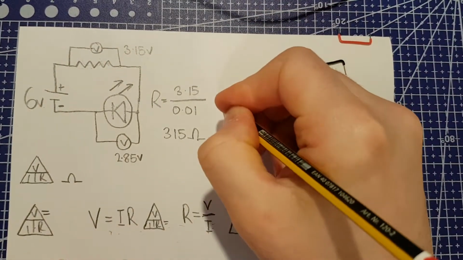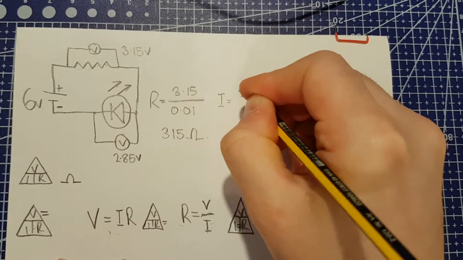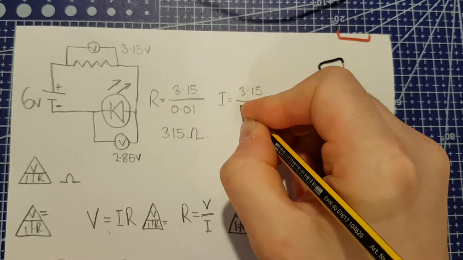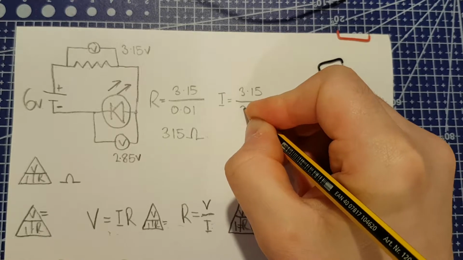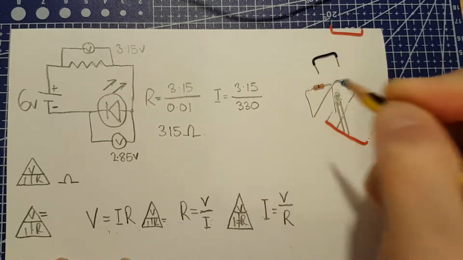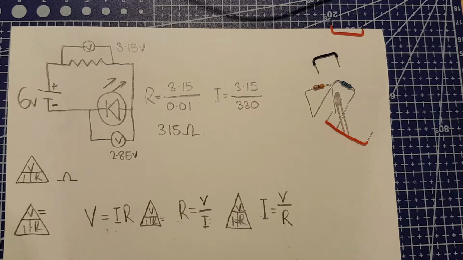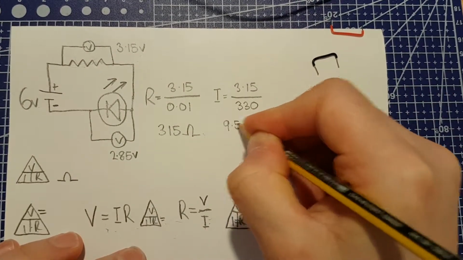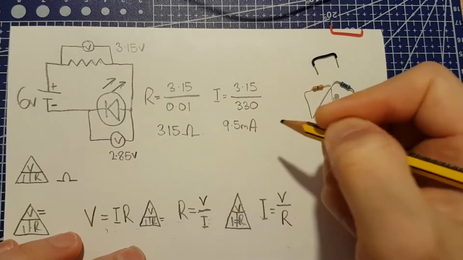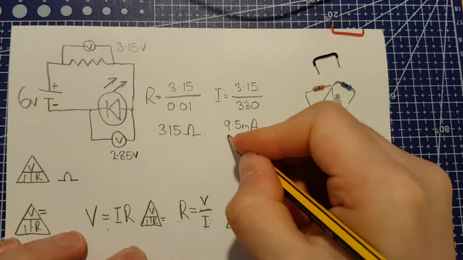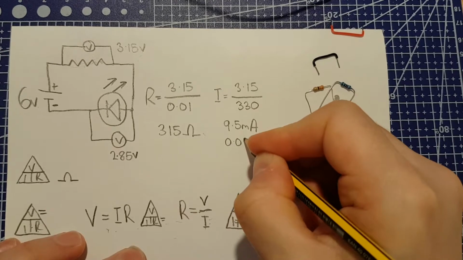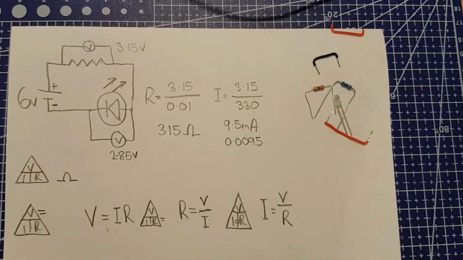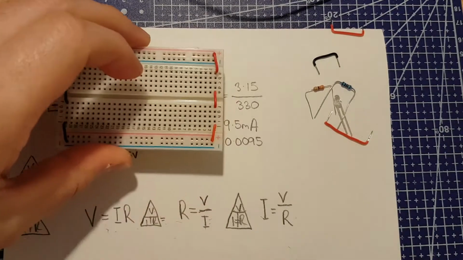So I do I equals 3.15 divided by 330, and I get 9.5 milliamps. Or if you were to write that as amps, it would be 0.0095.